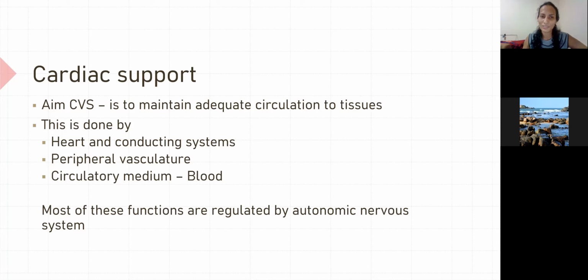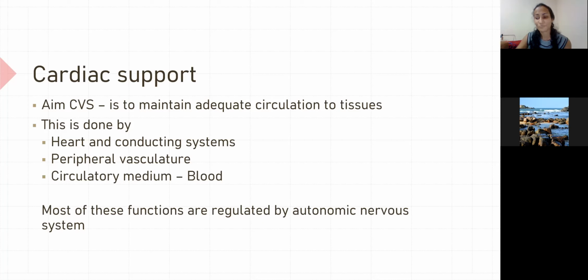Blood is a different biological system after all, but the cardiovascular system comprises the heart, conducting system and peripheral vasculature. And most of these functions are regulated by the autonomic nervous system. So just recall your physiology from back in the day. You have an autonomic nervous system with sympathetic and parasympathetic nervous systems. The heart and conducting system pump, and this can be regulated by your sympathetic nervous system.